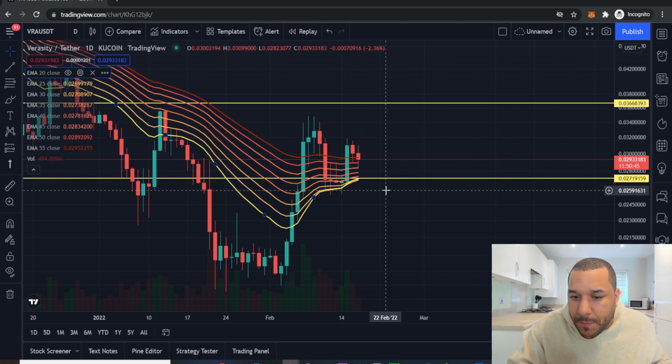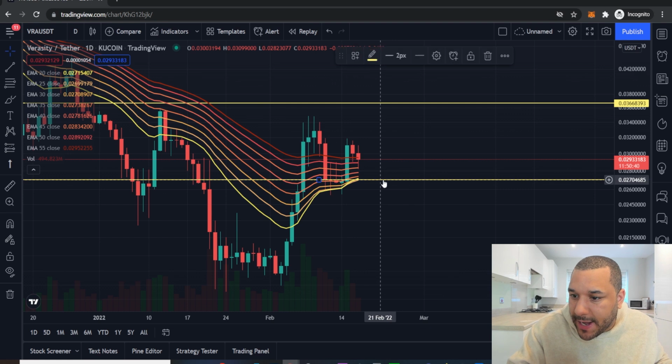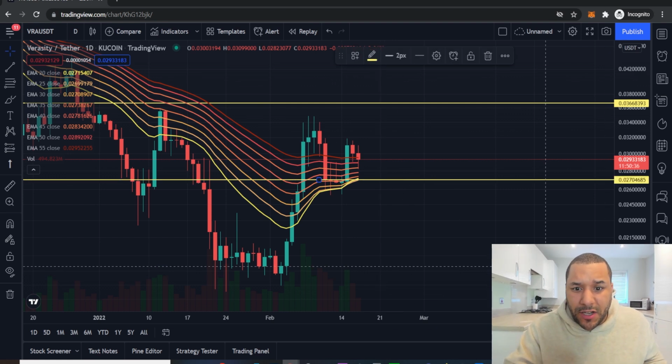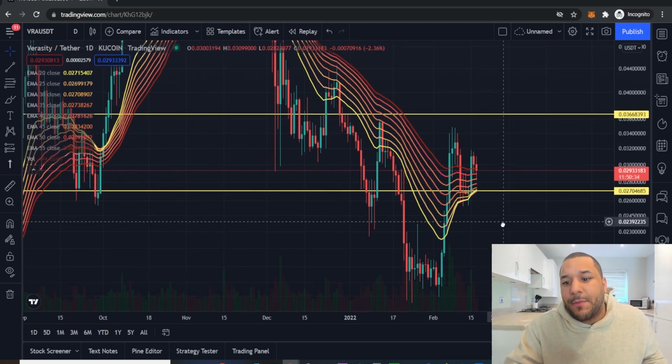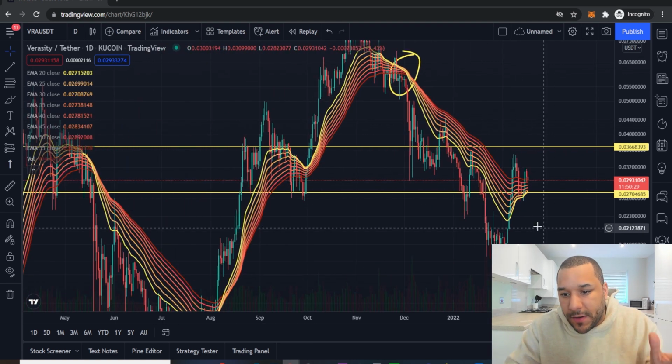This means that, should these candles continue to play out and keep holding support off of this yellow line down here, as long as we don't break 2 cents, 0.27 cents, Verasity is bullish. This is going to continue to go up, and it would do just like what it did the last time we saw the reversal come up.